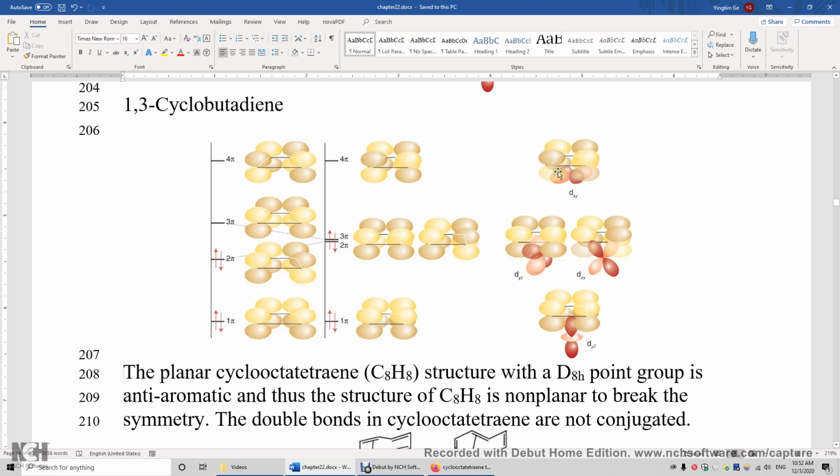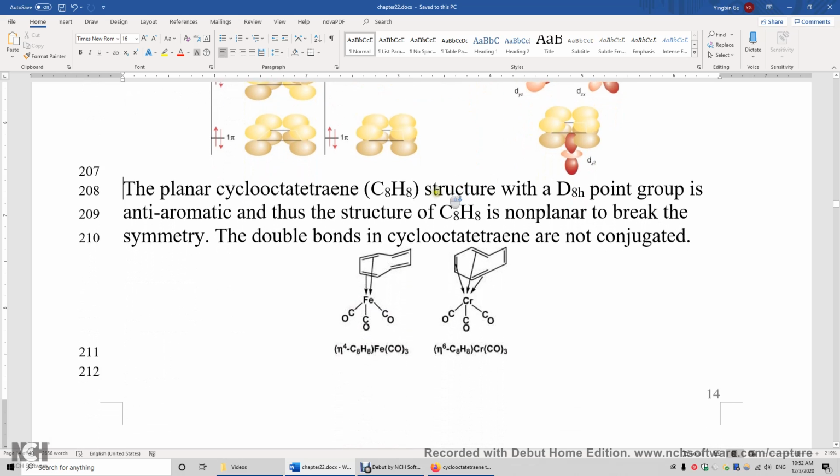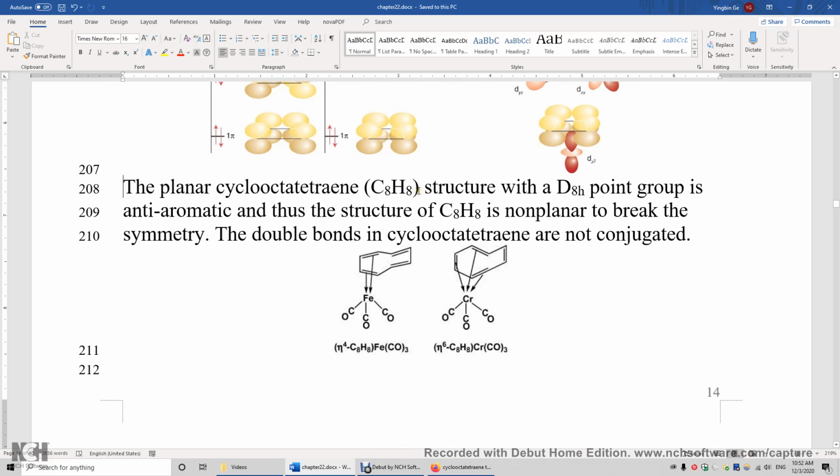And over here, again, there's interaction between the metal and this 4 pi orbital, as long as you match the colors properly. Now finally, let's talk about a much larger ring structure. This is the cyclooctatetraene structure. So again, you have a ring structure with 8 carbons, and you have 4 double bonds, you have 4 single bonds in this ring structure.